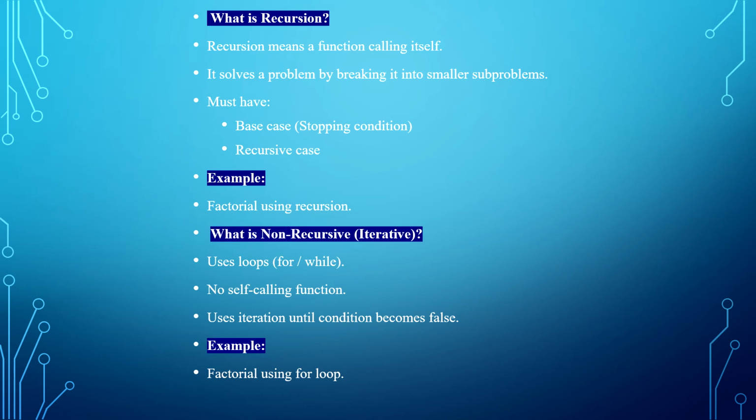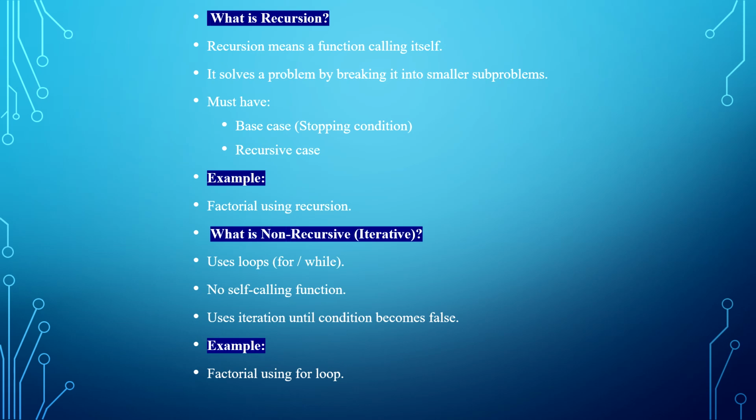Recursion must have two parts. The first part is the base case. It is the stopping condition. The second part is the recursive case. It is where the function calls itself again. One common example of recursion is factorial.